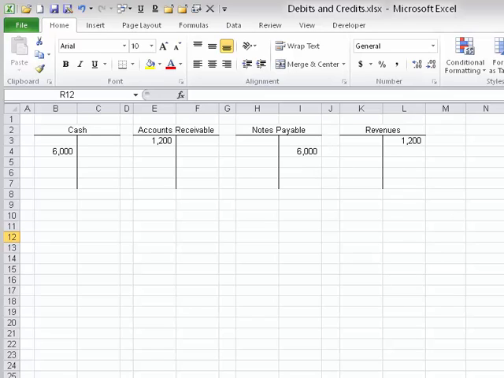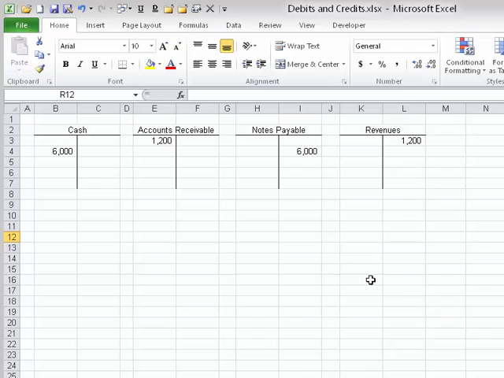Now, let's assume the next day I pay back the loan, and let's ignore any interest. Let's assume I paid it back so fast that there was no interest that the bank wanted. And let's assume I only paid back, I don't know, $2,000 of it. We're just doing this to show the effects of debits and credits.